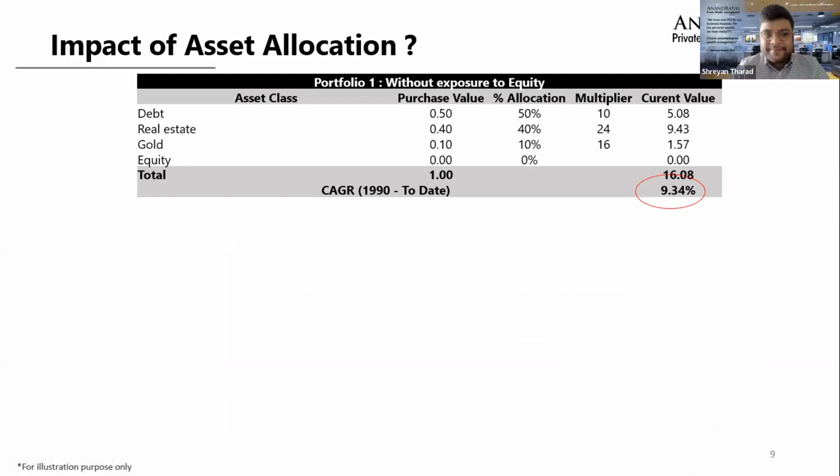Sure, ma'am. So as we were speaking about asset allocations, we only have 4 asset classes to invest in. If this was my allocation, with 50% of my money in debt, 40% in real estate, nothing in equity, and 10% in gold, someone commented on the chat box that gold has delivered probably 20% returns in 30 years.